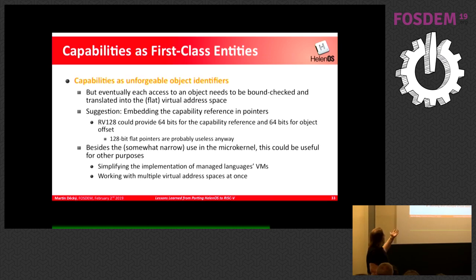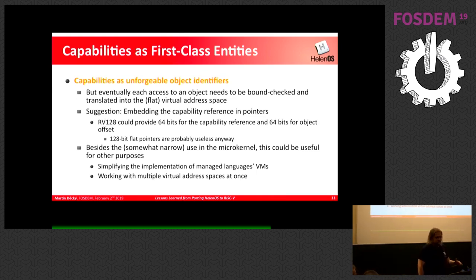Okay, final topic. I won't spend too much time on it because I honestly don't have very clear ideas how this could be done. But think about a RISC-V 128-bit architecture. I don't believe that having 128-bit flat pointers is very useful. Maybe for some situations, but I wouldn't say that this is it. It's such a huge address space that there is no practical use for it.